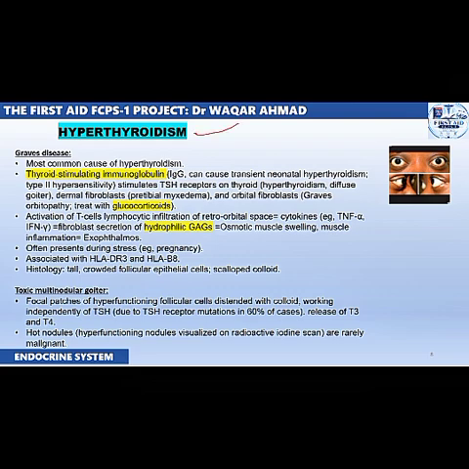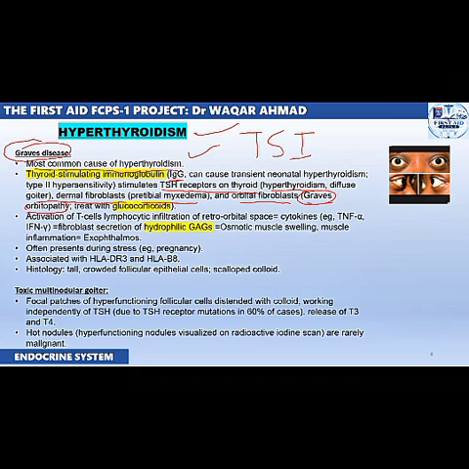Now, hyperthyroidism high yield. The first one is Graves' disease, which is the most common cause of hyperthyroidism. What happens is the body produces thyroid stimulating immunoglobulin, which are IgG antibodies, and they will stimulate TSH receptors on the thyroid. So, there will be increased production of thyroid hormones, hyperthyroidism, and diffuse goiter. It will act on dermal fibroblasts to cause pretibial myxedema and orbital fibroblasts to cause Graves' orbitopathy.